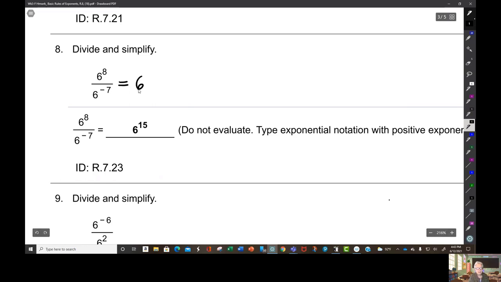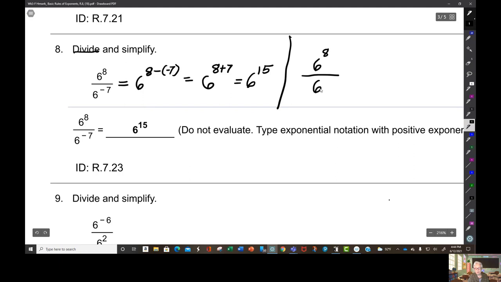So I write the base once. Here's the top exponent minus the bottom exponent, which happens to be negative. So there are actually two ways to work this, except it says divide. But if we wanted to break the rules a little bit, let me do this. That's 6 to the 15th power. And that is the way they want us to do it. But if we wanted to live dangerously, we could have more fun this way.